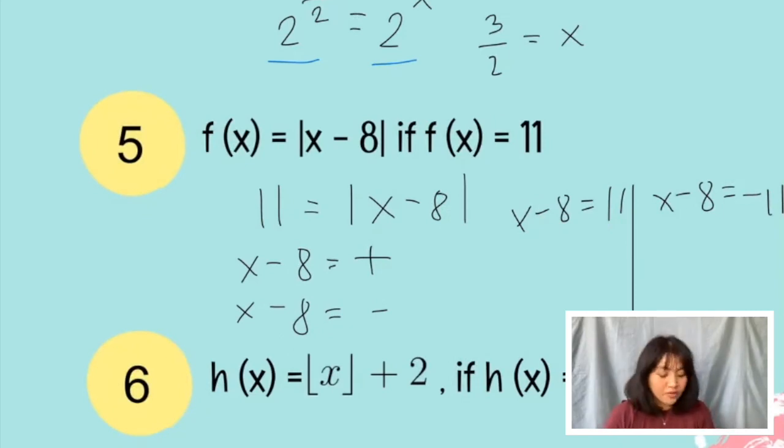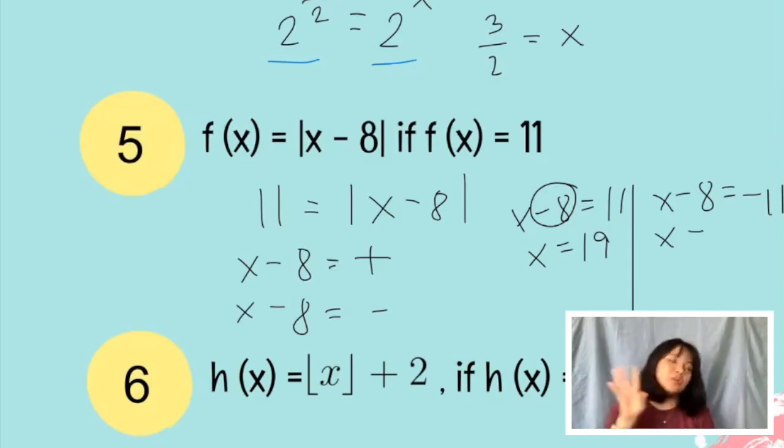Okay. So, solving for x on both sides. The negative 8 will be moved to the other side. 11 plus 8, that's 19. Next one. Negative 11, the negative 8 will be moved to the other side. So that would be negative 11 plus 8, which is negative 3. So the correct answer is we have two values for x, 19 and negative 3.